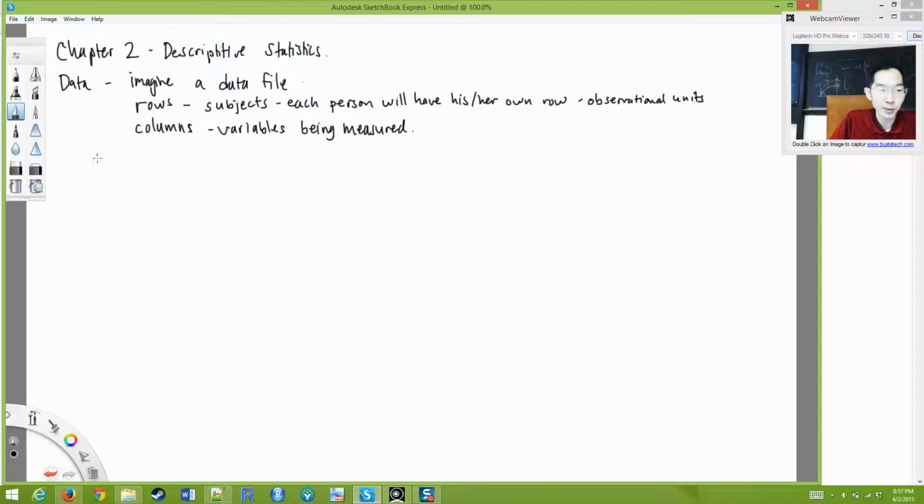Okay, so the variables can be numeric or categorical. Okay. Numeric tells us how much or how many.